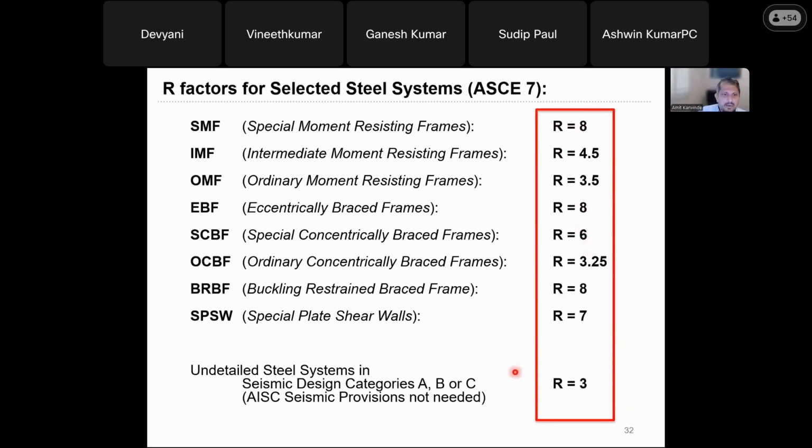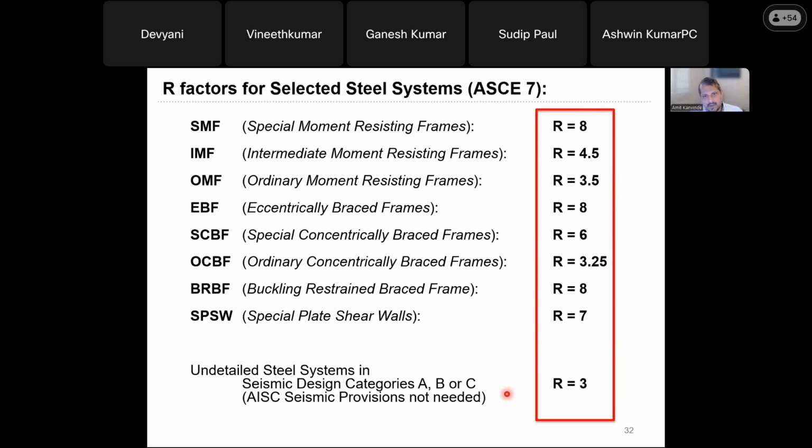I also do want to talk a little bit about undetailed systems. The idea here is that even if you don't do special detailing for your structural systems, you don't do anything fancy, just by virtue of being steel systems, we find that if you follow typical construction procedures in the US, you end up with an R factor of 3, which means you can take your elastic demand and divide it by 3 to calculate your forces. So this is really important. These are essentially discount factors.